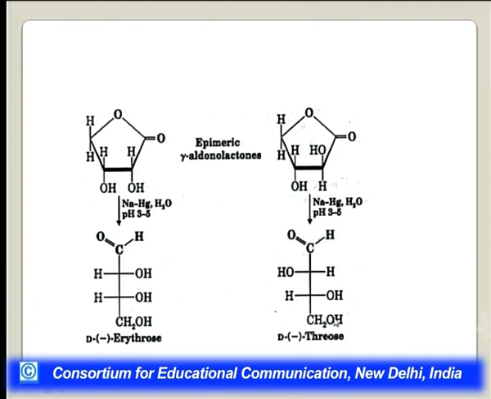So you have understood the detailed oxidation reactions with bromine water, with nitric acid, with periodic acid. Then we have discussed the reduction reactions, and we have seen in the last lecture how these oxidation and reduction reactions help in identifying the configuration of the structure of glucose. So I hope you understood this lecture, and if you have any query you can mail me.